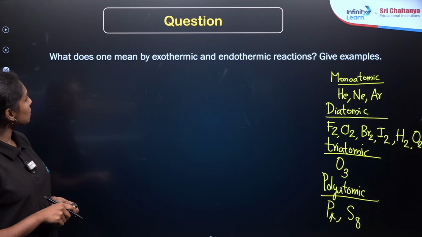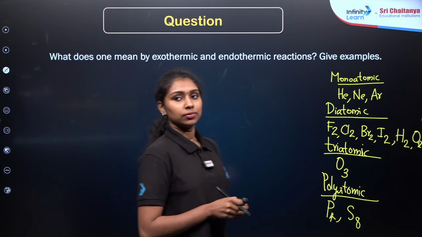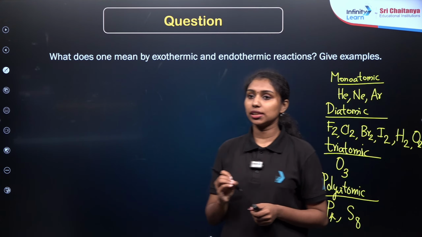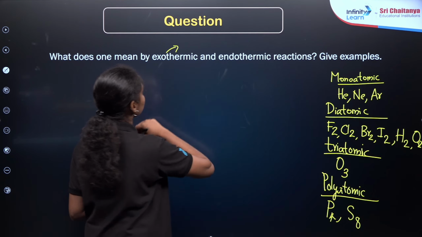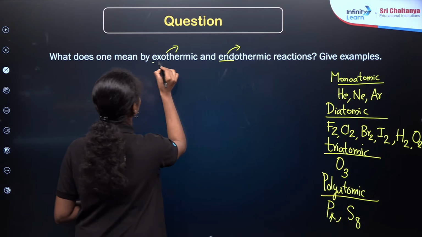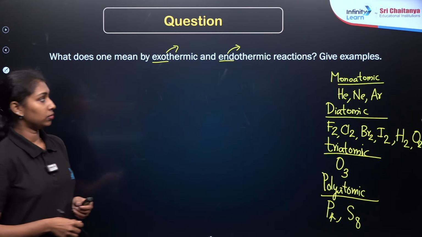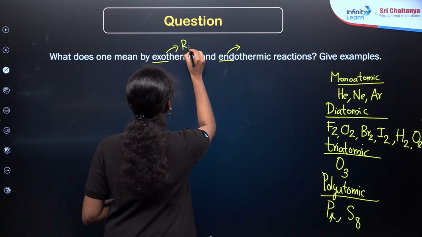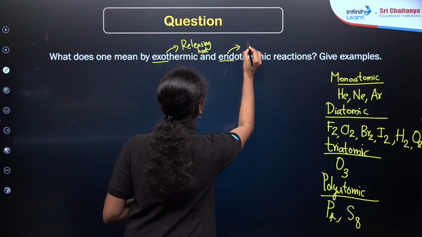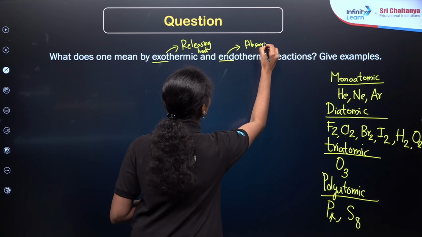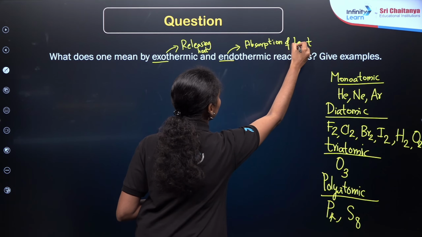Then let's explain this question. What do you mean by exothermic and endothermic reaction? Give examples. Just give me a single word about the exothermic reaction and the endothermic reaction, whether it is heat absorbing or heat releasing. So these are the two types of reaction depending upon the heat absorption or release, right?